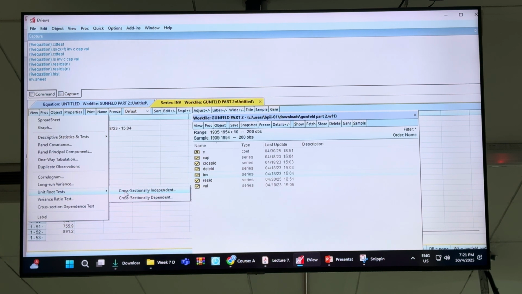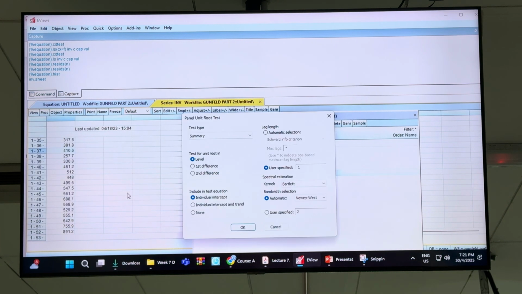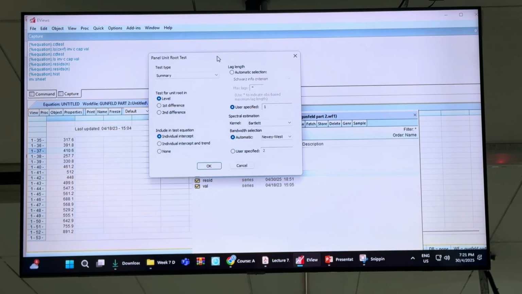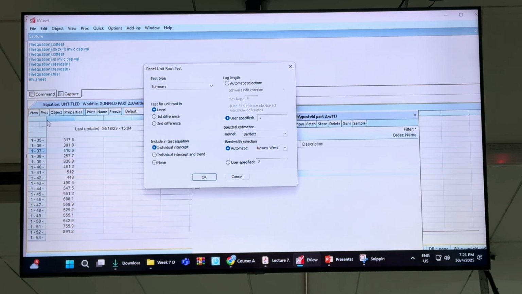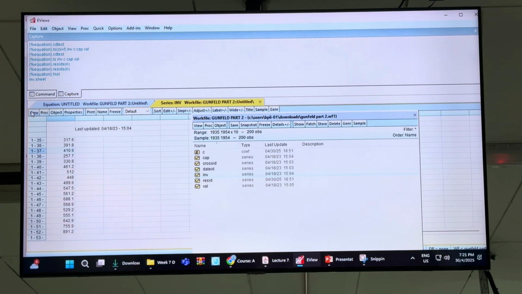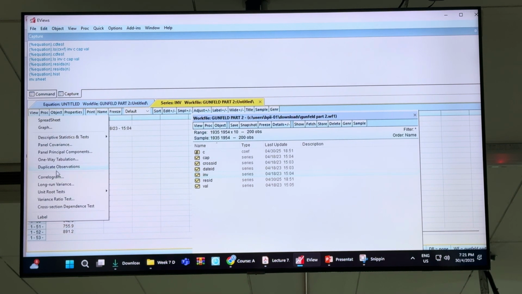One is cross-sectional independence, another one is cross-sectional dependence. This one we're going to discuss next week, it is a little different. So for cross-sectional independence, once you click on it, they come up with this general box. So again, we go to View, Unit Root Test, and click on the cross-sectional independence.